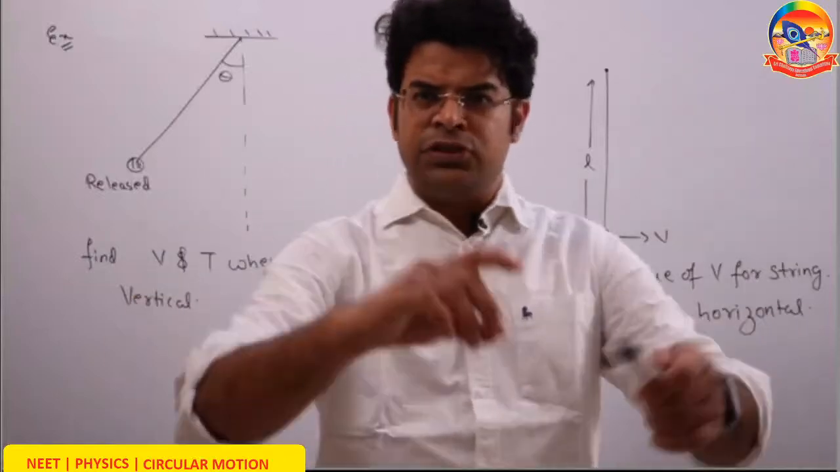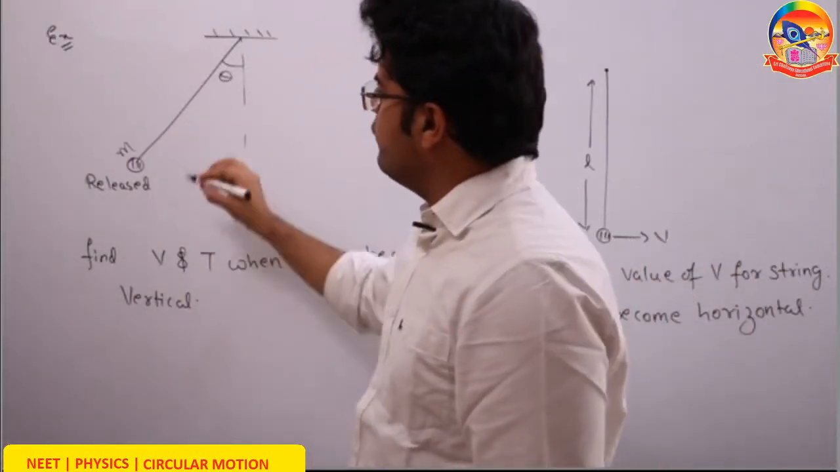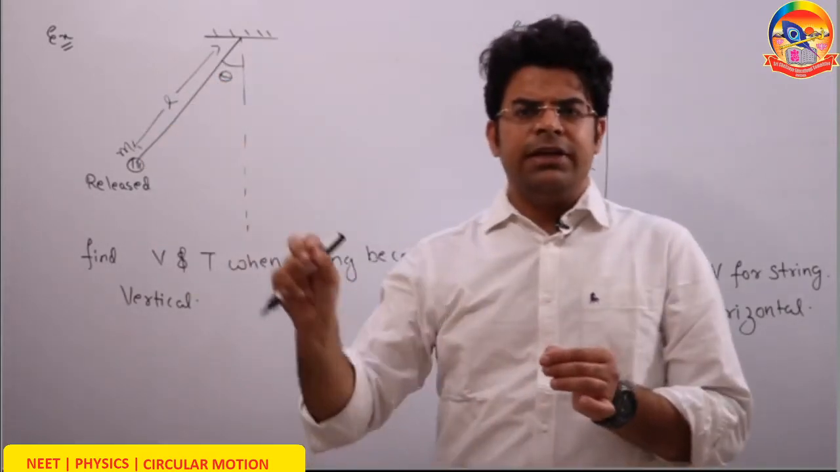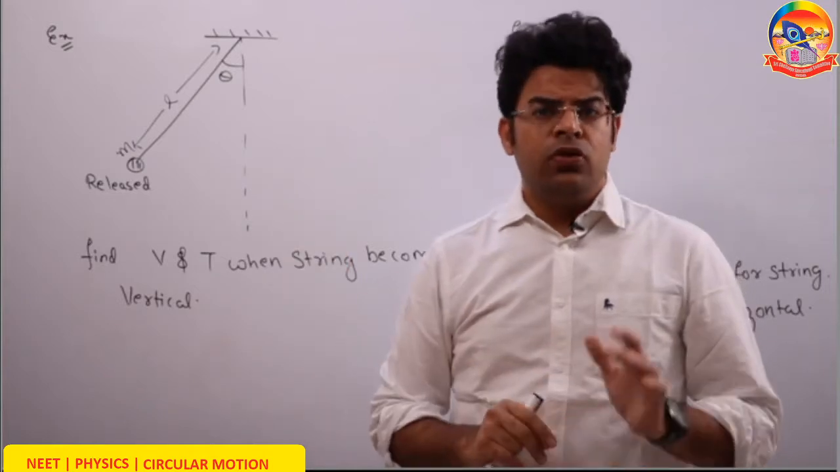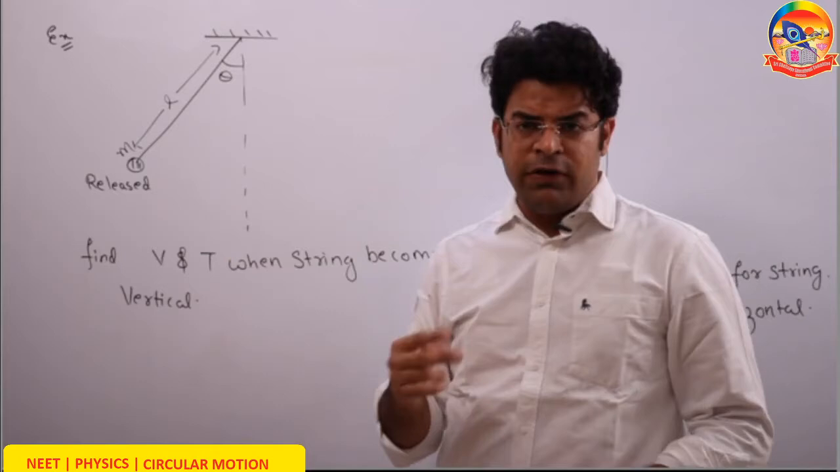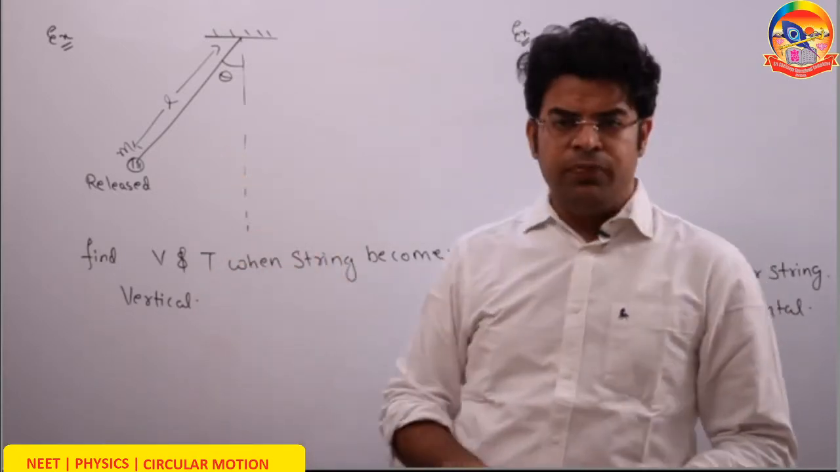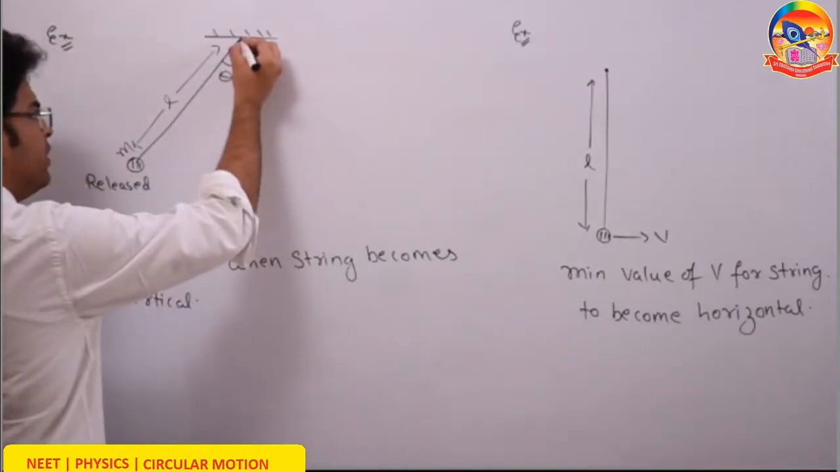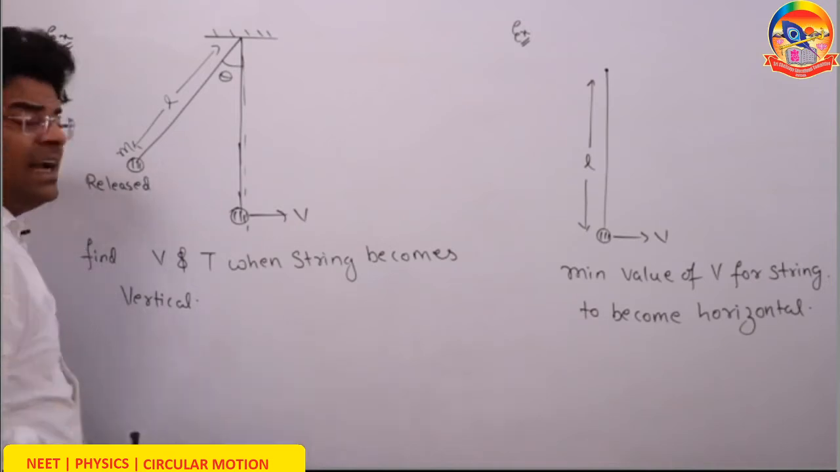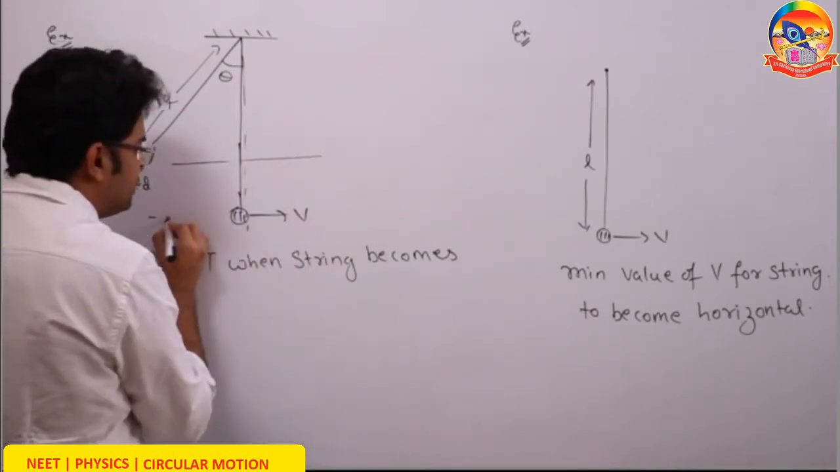Some questions. First question. There is a bob of mass m connected with a string of length L. The string is moved to an angle theta with the vertical and released. The question is, when the bob reaches the lowest point, you have to find two things: the speed of the bob and the tension in the string when the string becomes vertical. So now, when the string becomes vertical, first let's find out the speed of the bob, and that is a sure cakewalk. All you have to find is how much height the bob has descended.